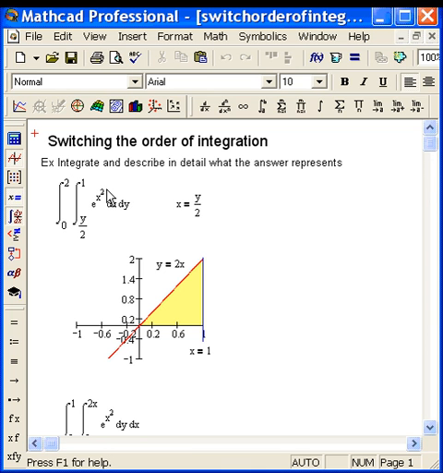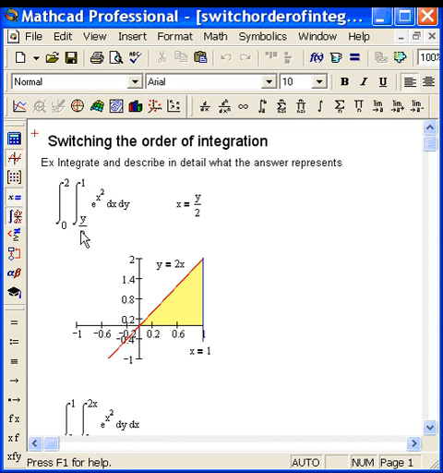In this particular problem, if we desire to integrate the function e to the x squared dx, this is one of those functions that has no antiderivative because it's not the derivative of any function that we know of. So this particular problem, with the x to be integrated first, x going from y over 2 to 1, and y going from 0 to 2, is not possible.